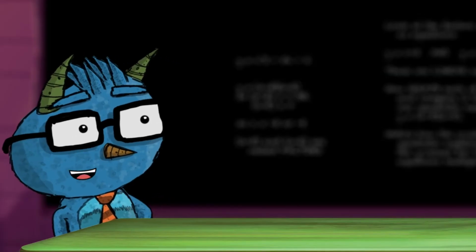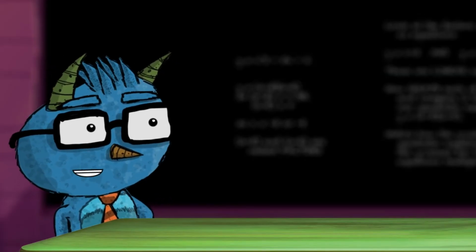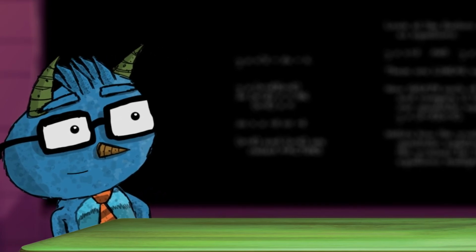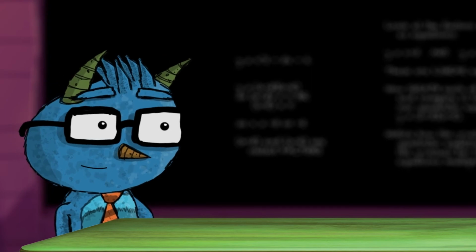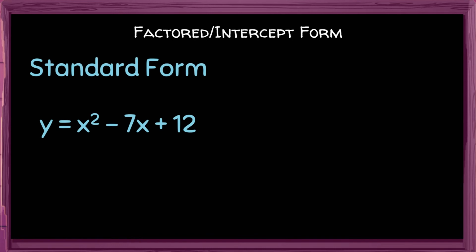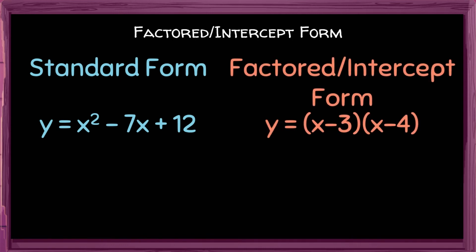Excellent, Ruby. And now that you all see what it means to solve for the zeros of a quadratic equation, you might be thinking to yourself, hey, this isn't so bad. We've seen something like this before. And you're right. Remember, one of the ways we learned to write a quadratic equation was called factored or intercept form. In factored or intercept form, we would take a quadratic equation that looks like this in standard form and rewrite it like this, where we have one factor times another factor. Each factor is x plus or minus a number, like x minus 3 or x minus 4 here.